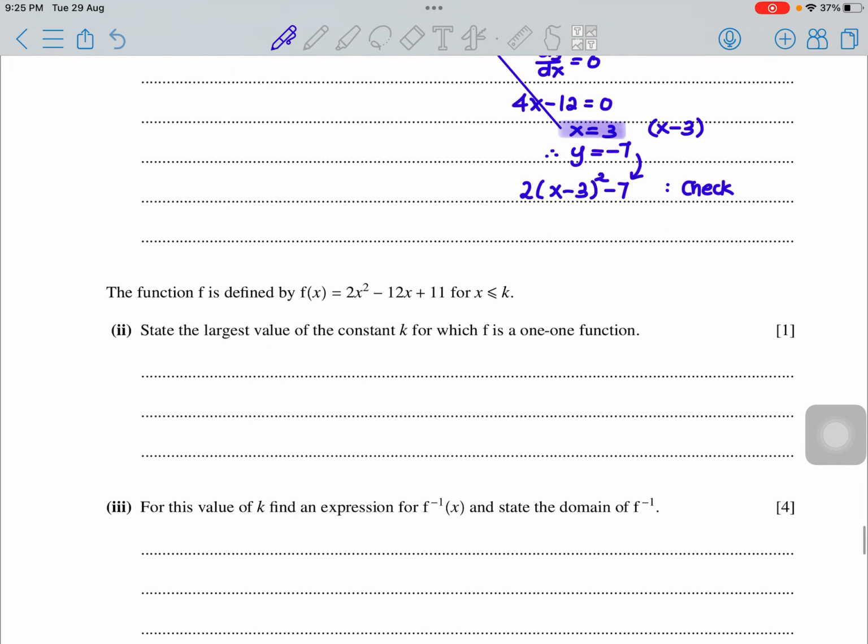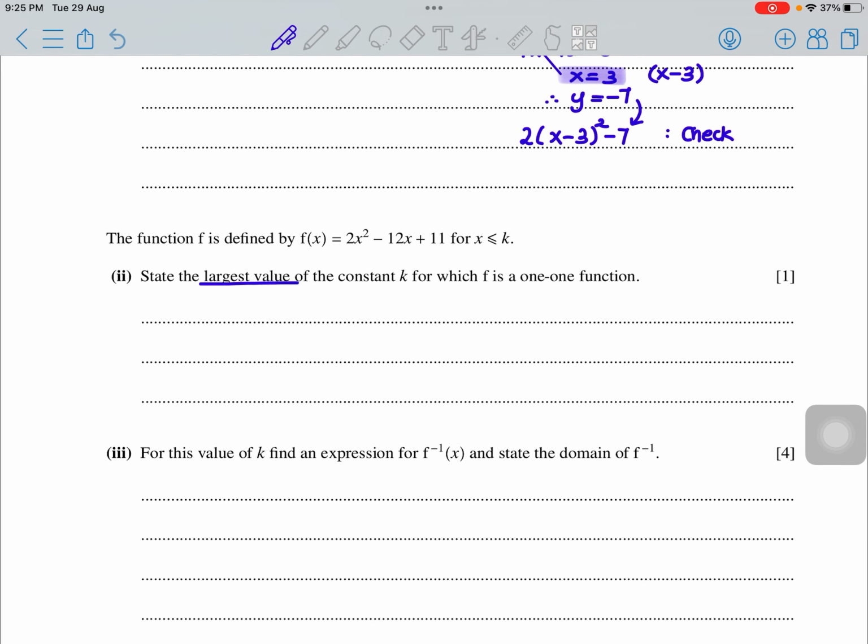Okay, next, I need to find the largest value of the constant k so that f is a one-to-one function. What is a one-to-one function? For one x value, I need to get a unique y value. Why do we do this? You will know in the second part, because you are looking for the inverse function. That is the criteria for the existence of an inverse.